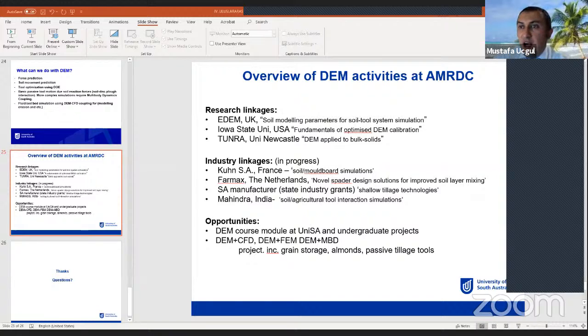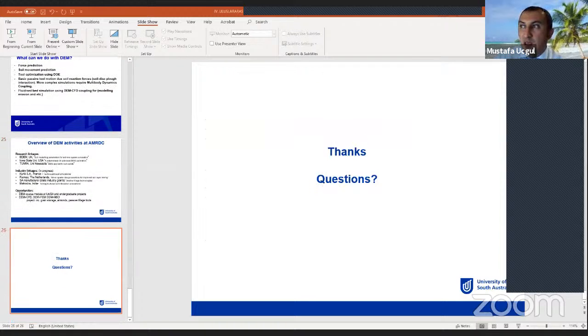Currently, we are working with different companies and universities all over the world with this technology, and so far we have obtained more than 1.5 million Australian dollars worth of grants. So this technology is currently being used by big manufacturers, and I hope that it is adopted by local manufacturers to improve machinery design.